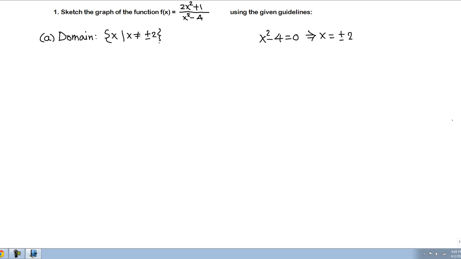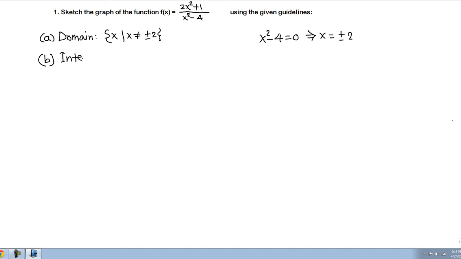That's the domain. And this function is already in simplified form. We can factor the bottom, but we cannot factor the top. So in fact x equals 2 and negative 2 will be vertical asymptotes. We'll write that in a moment. And the guideline says part B, find the intercepts.